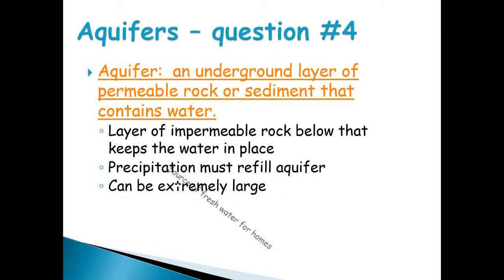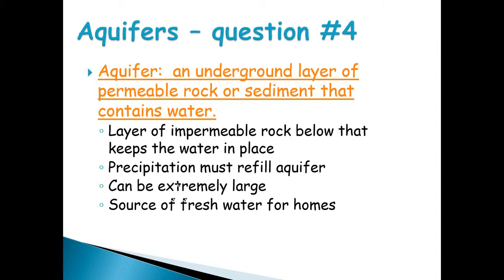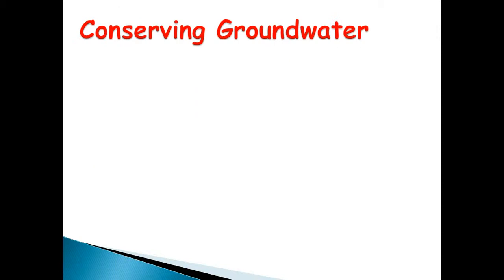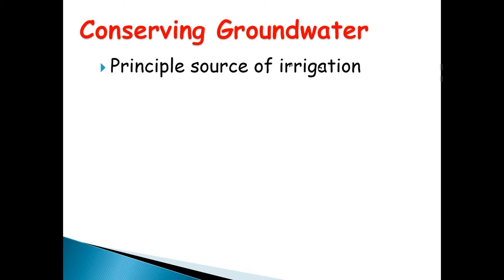Aquifers can be extremely large, and they are a huge source of fresh water for homes. They can also be very deep, or they can be very shallow. It's important when you talk about aquifers to conserve groundwater, because groundwater is a principal source of irrigation.